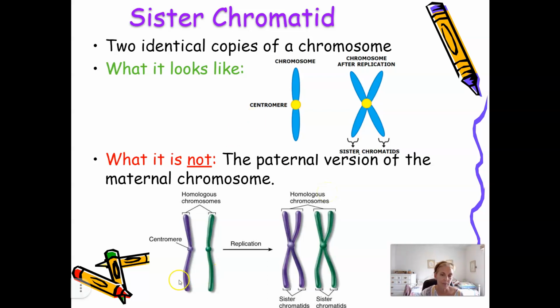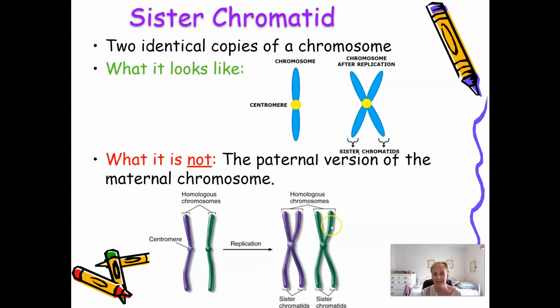So here I have a pair of individual chromatids. The purple might be from mom and the green might be from dad. So maybe they both carry information for hair color and eye color. Mom makes a copy of hers. She has 2 sister chromatids. Dad's makes a copy of his. He has 2 sister chromatids.